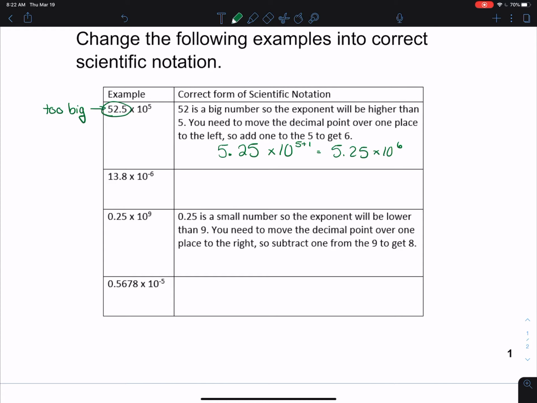To help make sense of it, let's pretend this number, 52.5 times 10 to the 5th, actually was in scientific notation. I know that 10 to the 5th is telling me to move that decimal point 5 spaces to the right. So I'd go 1, 2, 3, 4, 5. So in standard notation, I have this number.